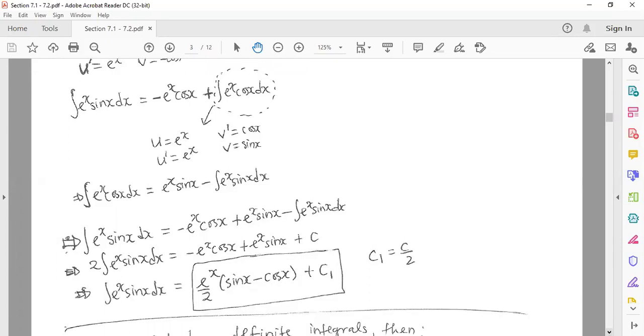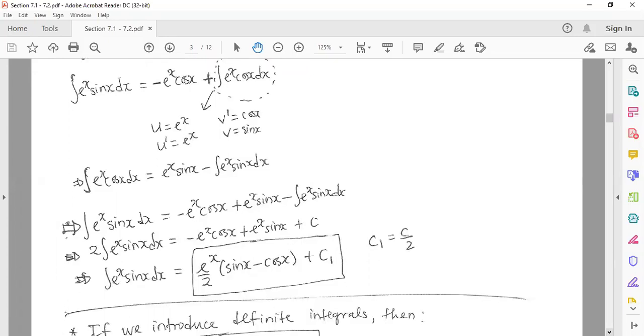So you group them. As a little reminder, whenever you see a combination of trig and an exponential function, you have to apply integration by parts at least twice, all right? And the idea here is to group like integrals and then just make that integral the subject.